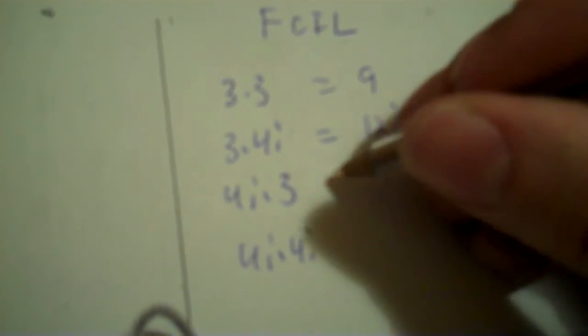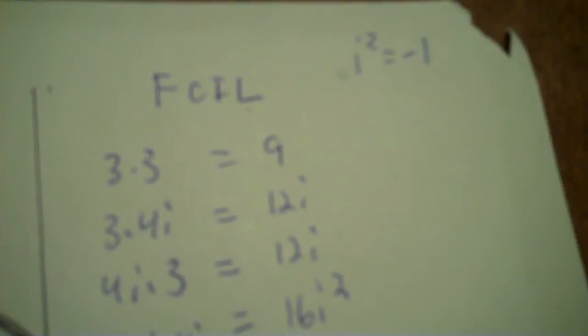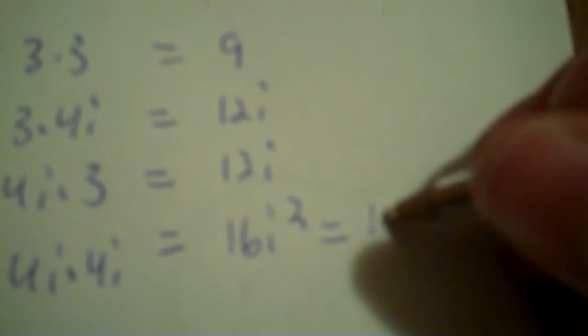So that equals a product of 9. That's a product of 12i. That's a product of 12i. And that's a product of 16i to the second. But remember the rule, i to the second equals negative 1. i doesn't equal negative 1, but i to the second does. So this ends up being 16 times negative 1, which is negative 16. So these are your 4 products. Those first 3 are done, but this was negative 16. So now these 2 are like terms. We can put those together. So for constants, we have 9 and negative 16. That adds to negative 7. 12 plus 12 is 24.